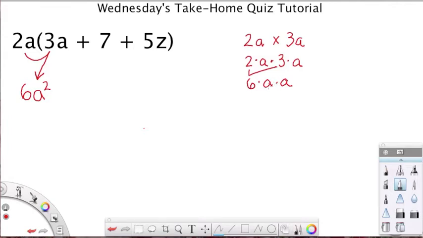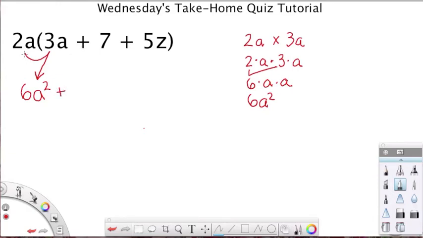And we all know, we just had a lesson not too long ago on exponents. We can represent a times a as a to the second power. So now we have 6 times a to the second power. That's how we got that term right there. But we're not done. We still have to keep on distributing 2a to the rest of these terms. Well, let's bring down our plus sign.